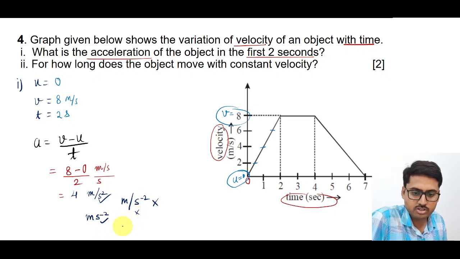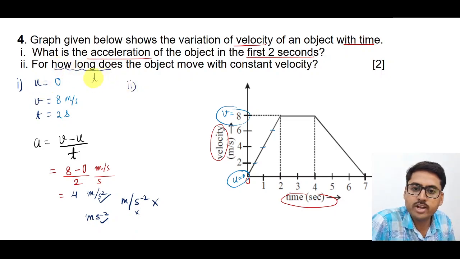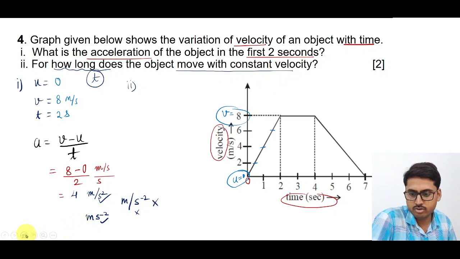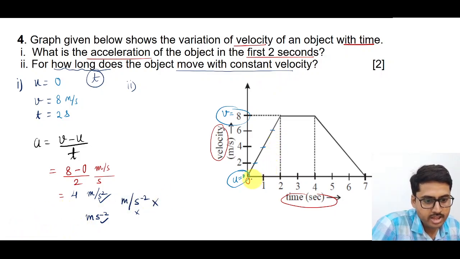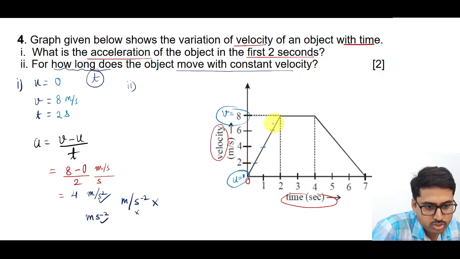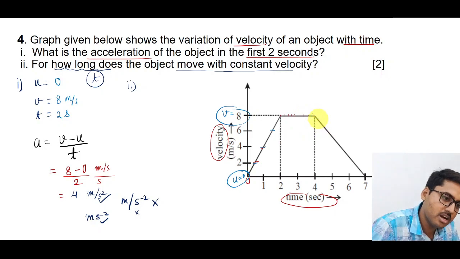Okay. Now coming to the next question, number 2, that is for how long, meaning we have to find for how much time the object moves with constant velocity. Here you have just seen in the previous video also, as the object goes from 0 second to 2 second, the velocity is increasing, right? 2, 4, 6, 8, and then it remains 8, 8, 8, 8, 8, and then again starts slowing down like 8, 6, 4, 2. So this is the region where the object is moving with constant velocity. Constant velocity.